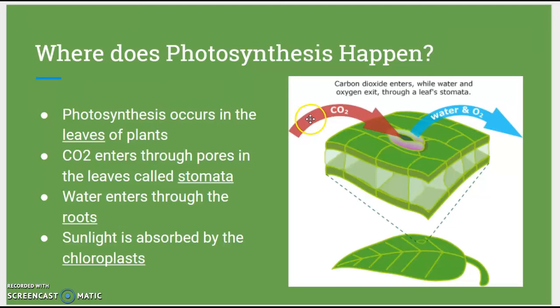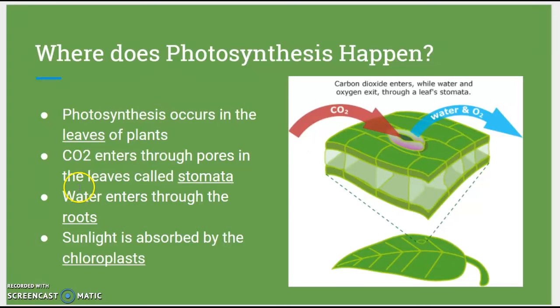So we breathe out our carbon dioxide. It goes into the stomata for the plants. And this is also where water and oxygen are released out into the atmosphere. So our carbon dioxide goes into the plant, and the plant sends oxygen back out to us. So the stomata is really the site where gases are exchanged.